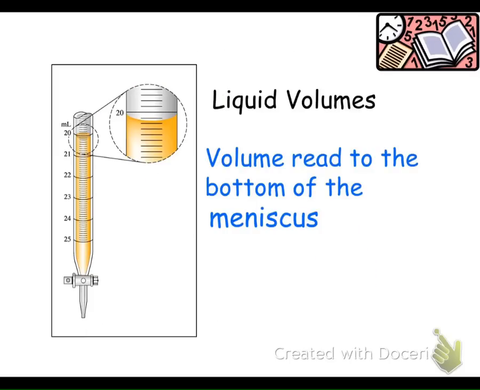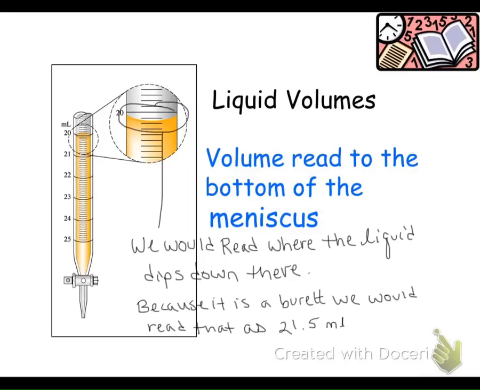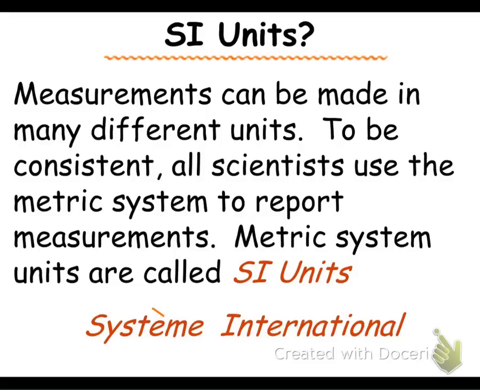Just a reminder about liquid volume. Remember, liquid volumes are going to be read using the meniscus, so we're going to use that little dip down part there. You should be familiar with this again because you have completed the lab technique lab already. Because this is a burette, we would read this as 21.5 mL on that burette. So hopefully you are comfortable with reading those things by now.